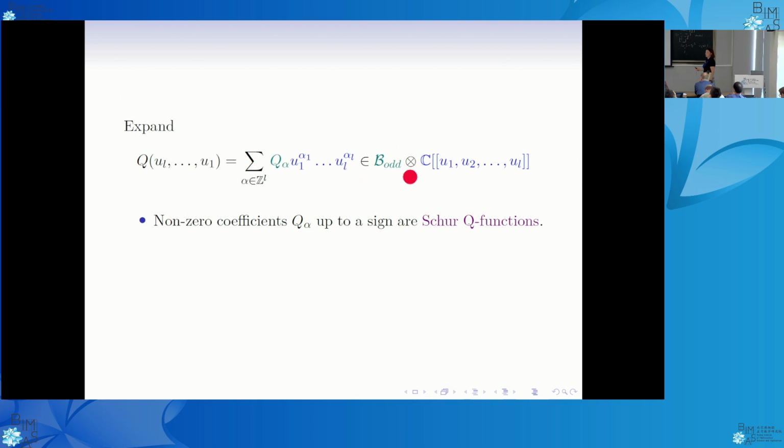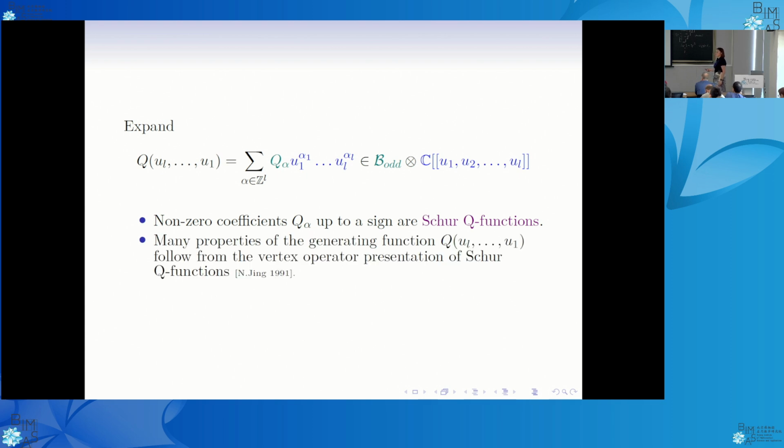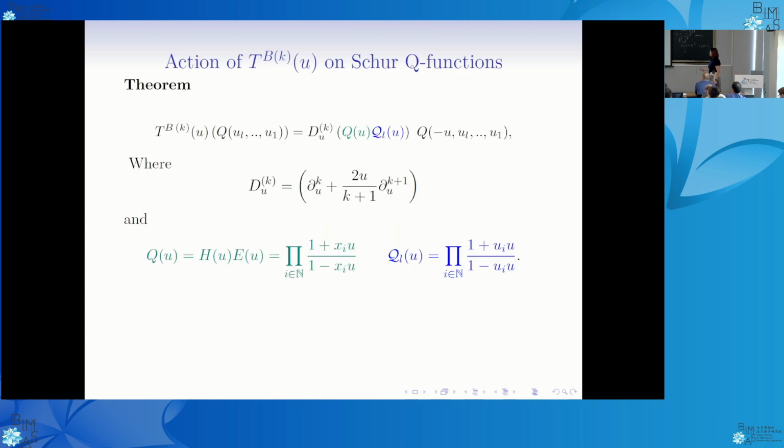I already put this in color because there will also be duality in the formula which we will have here. The non-zero coefficients here, up to sign, are Schur Q functions, the classical combinatorial object which we know. One of the main tools for working with this object is the vertex operator presentation of Schur Q functions, which is due to Naihuan Jing from 1991. Okay, and here is our formula in terms of formal distributions, generating functions of the action. Again, surprisingly, it is quite compact and nice and has duality.